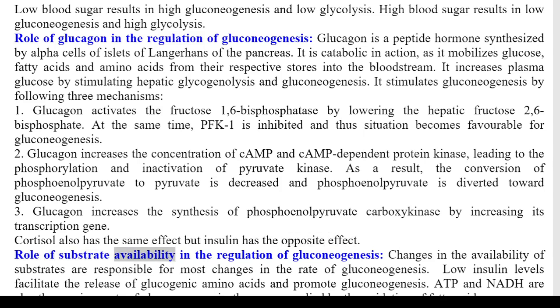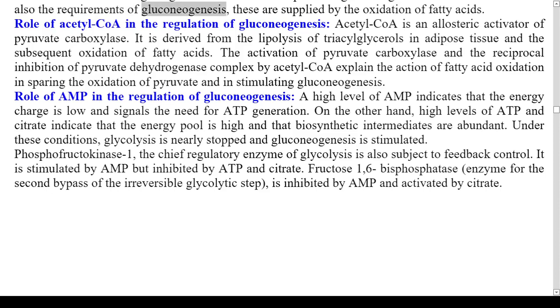Role of substrate availability in the regulation of gluconeogenesis. Changes in the availability of substrates are responsible for most changes in the rate of gluconeogenesis. Low insulin levels facilitate the release of glucogenic amino acids and promote gluconeogenesis. ATP and NADH are also the requirements of gluconeogenesis. These are supplied by the oxidation of fatty acids.